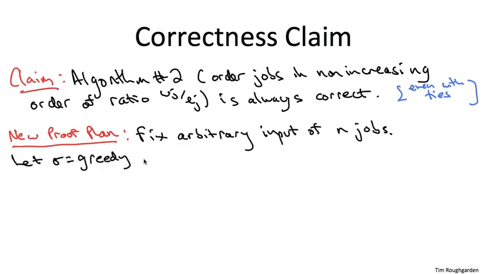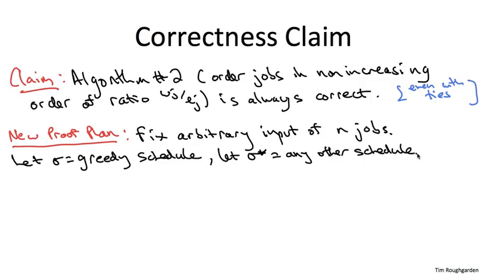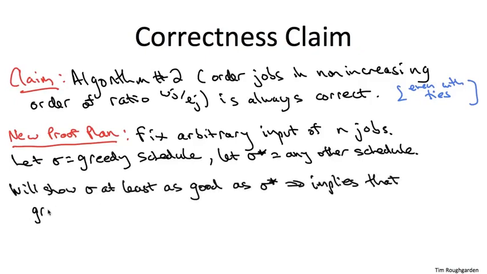As before, we're going to argue correctness on every separate instance, so fix an arbitrary one. The notation will be similar to last time. On this input, we'll let sigma denote the output of our greedy algorithm, and then we'll let sigma star denote an arbitrary other competitor, any other schedule of the jobs. Now we're going to show that sigma, the output of our greedy algorithm, is at least as good as sigma star. Since sigma star was arbitrary, that means the greedy algorithm's output is at least as good as every other schedule, and therefore sigma has to be optimal.